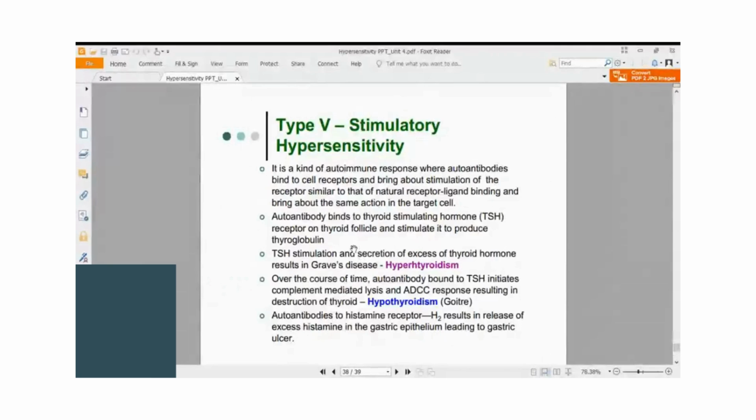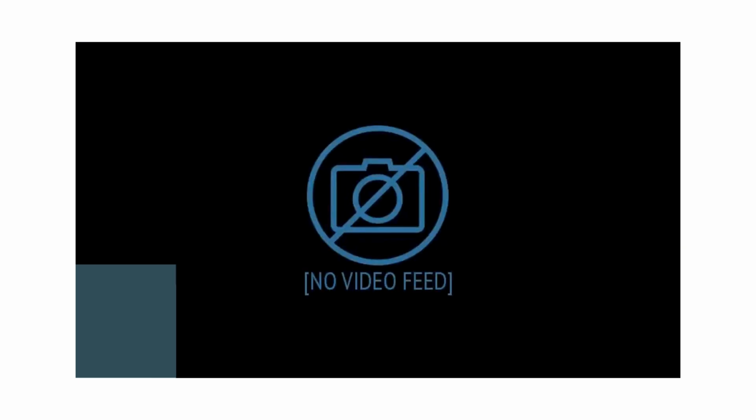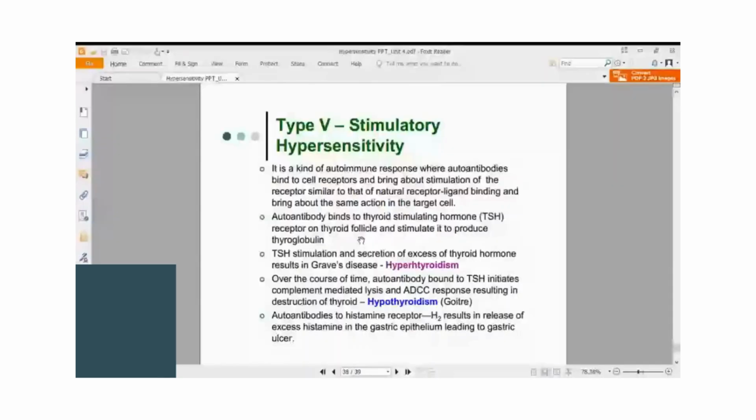Why it is called stimulatory hypersensitivity is because the autoantibodies that are produced against one particular cellular receptor stimulate that receptor as though some natural hormone is binding to it. With the result, that receptor gives the signal to the cells concerned to respond in the same manner as though they would have responded to the hormonal stimulation.